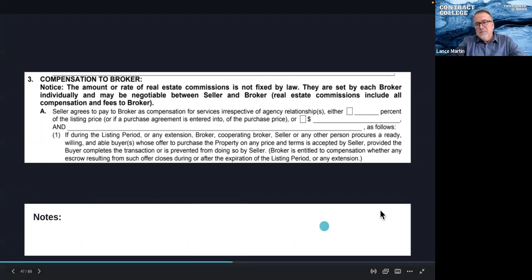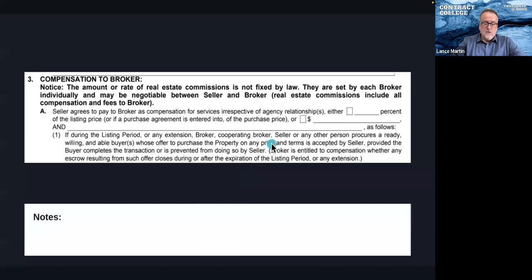So bottom line is resist the need to be overly creative in here. If you do this business long enough, things will pop up and some of them will sound interesting, but stay away from that. Now we've got 3A1, during the listing period or extension. Broker, that's us. We are the broker in this particular contract.